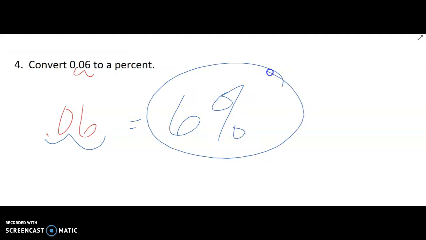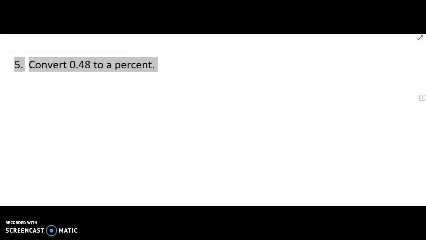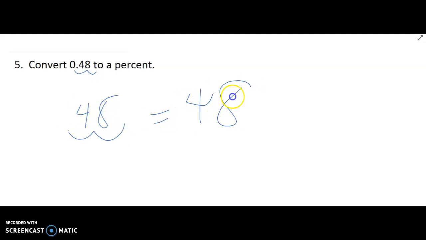So if you take 0.06 and multiply by 100, that is the same as moving the decimal place 2 places to the right. So 0.06, move that decimal place 2 to the right, and I end up with 6%. 0.48 to a percent. Again, if we multiply by 100 and move that 2 places, 0.48 times 100 gives me 48%.